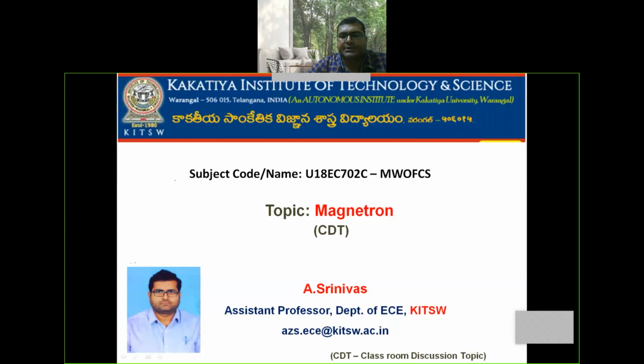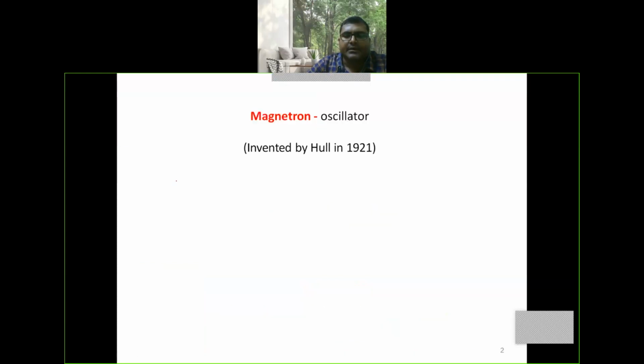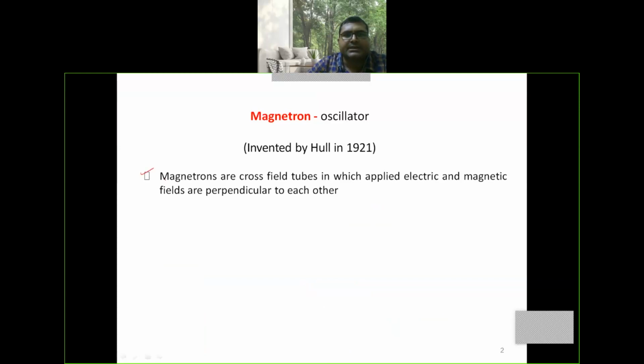U18EC702C. Topic: Magnetrons. Magnetrons are basically oscillators invented by Hull in 1921. These are cross-field tubes in which the applied electric and magnetic fields are perpendicular to each other.